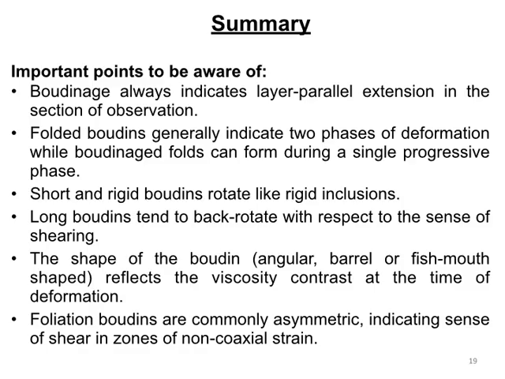So the behavior of the boudin pieces is also informative. That is, short and rigid ones behave like solid inclusions and rotate with the flow, whereas longer boudins tend to rotate in the opposite direction of the shear. Then the shape of each boudin, whether angular, barrel-like or fish mouth shaped, reveals the viscosity contrast between the layers during deformation. Additionally, asymmetric foliation boudins often point to the direction of non-coaxial shearing, making boudinage a powerful tool in structural geology for interpreting tectonic history.